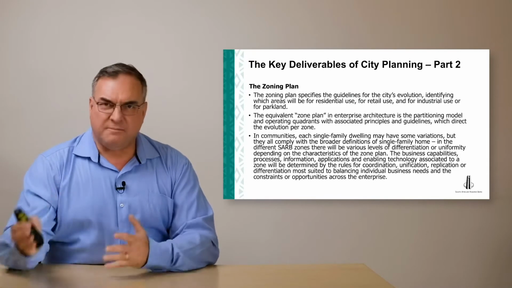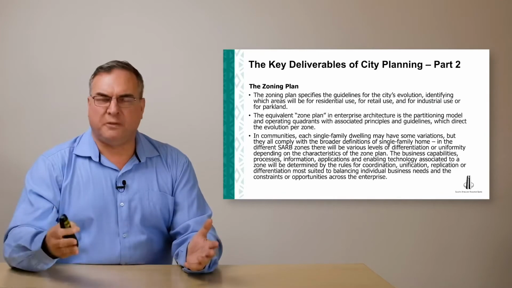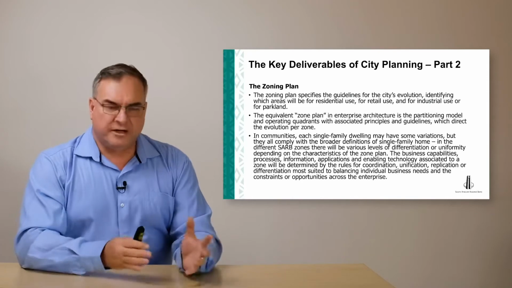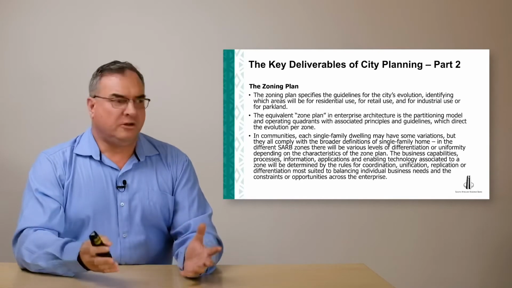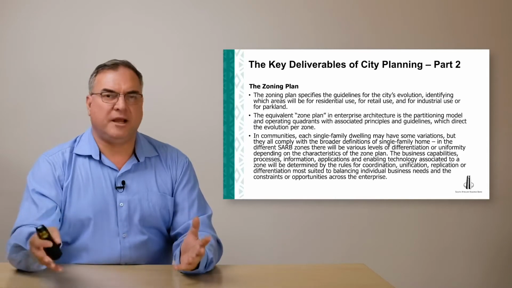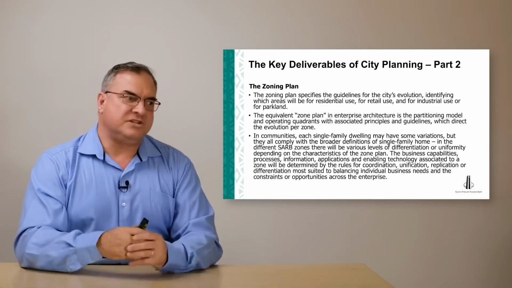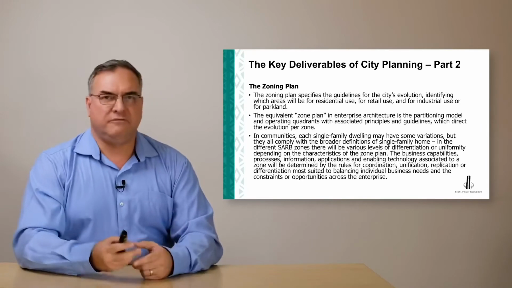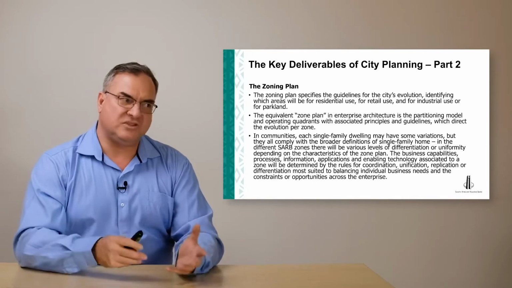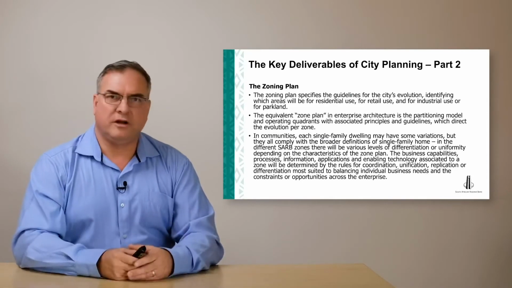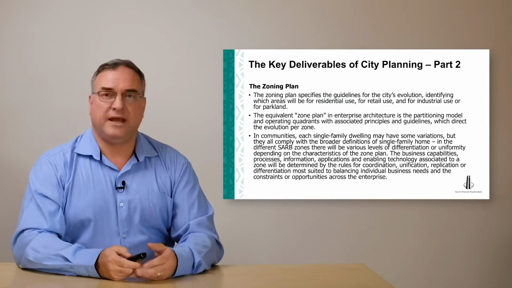And the business capabilities, processes, the information, the applications and technology associated with that zone would be determined according to the rules depending on the coordination, unification, replication or differentiation standards that we've set. And that needs to be balanced with the individual business needs and the constraints and opportunities across the entire enterprise. And that's why it's quite an important element of our city plan model.